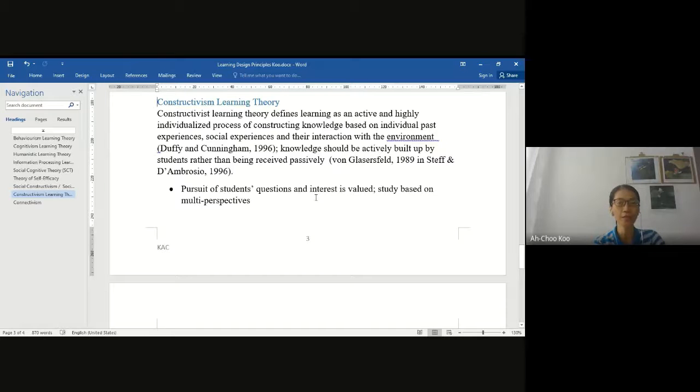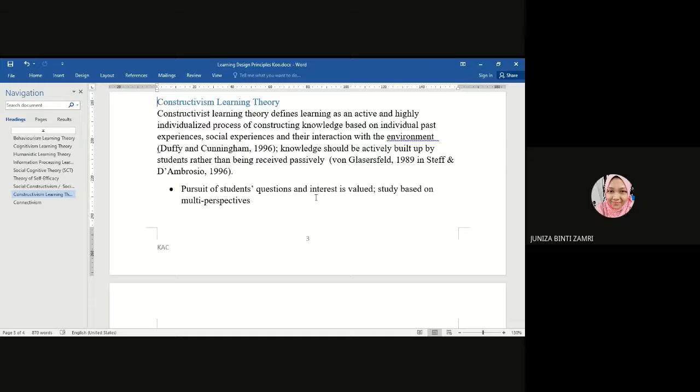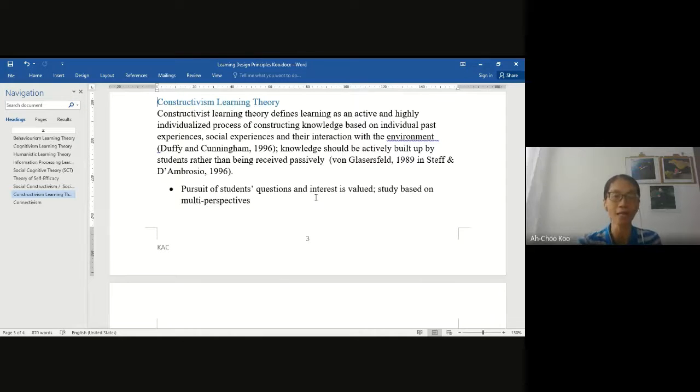Constructivism learning theories, let's look at constructivism, yeah? It's defined as learning as an active and highly individualized process of constructing knowledge based on individual past experiences, social experiences, and their interaction with the environment. This is by Duffy and Cunningham. And knowledge should be actively built up by students rather than being received passively, by von Glasersfeld.